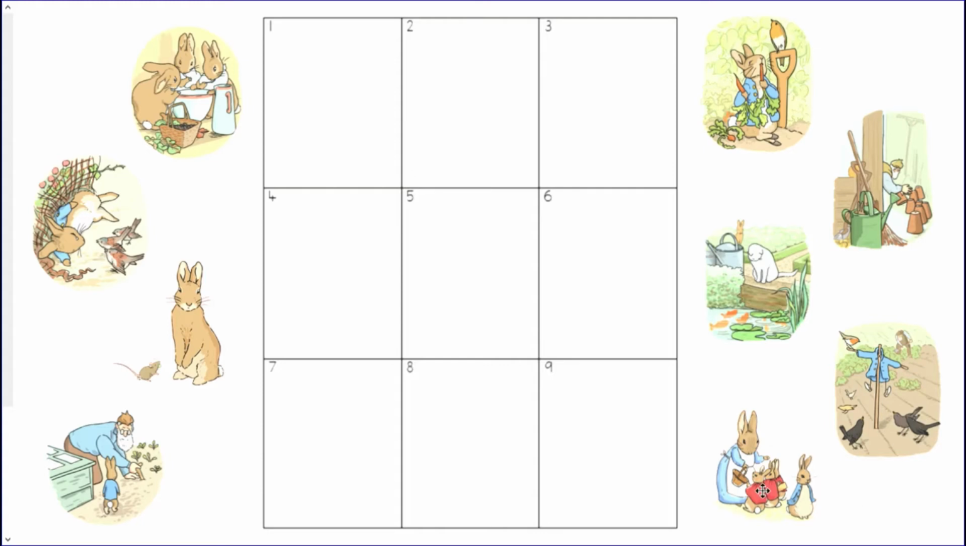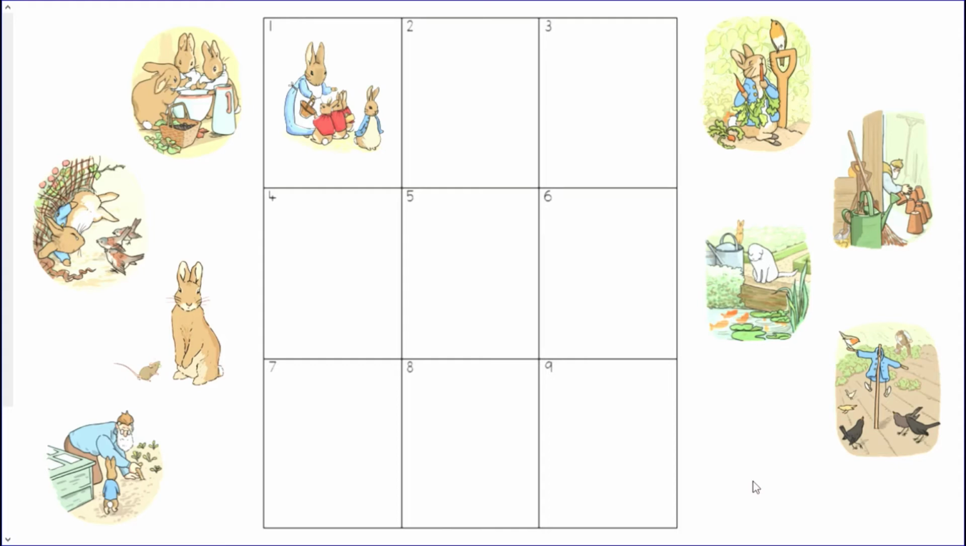The last picture shows Peter's mum sending him and his sisters off into the fields to pick blackberries. Let's order the first 3 pictures together. Which event happened first? First, Peter's mum sent him and his sisters into the field to pick blackberries. Stick this picture in box number 1.